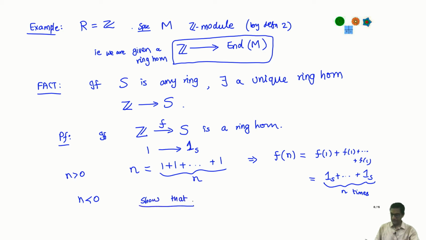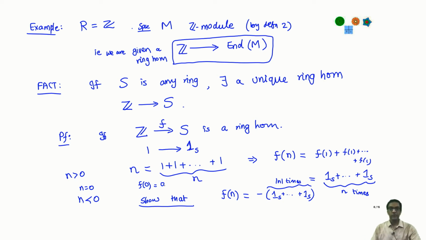So let me leave this little step for you. If n is negative, show that f of n is just going to be minus of 1s plus 1s plus 1s, modulus of n times. And if n is 0, then of course f of 0 is 0. So that's also one of the first things that one should have done. If n is 0, then f has to map it to the additive identity of S.